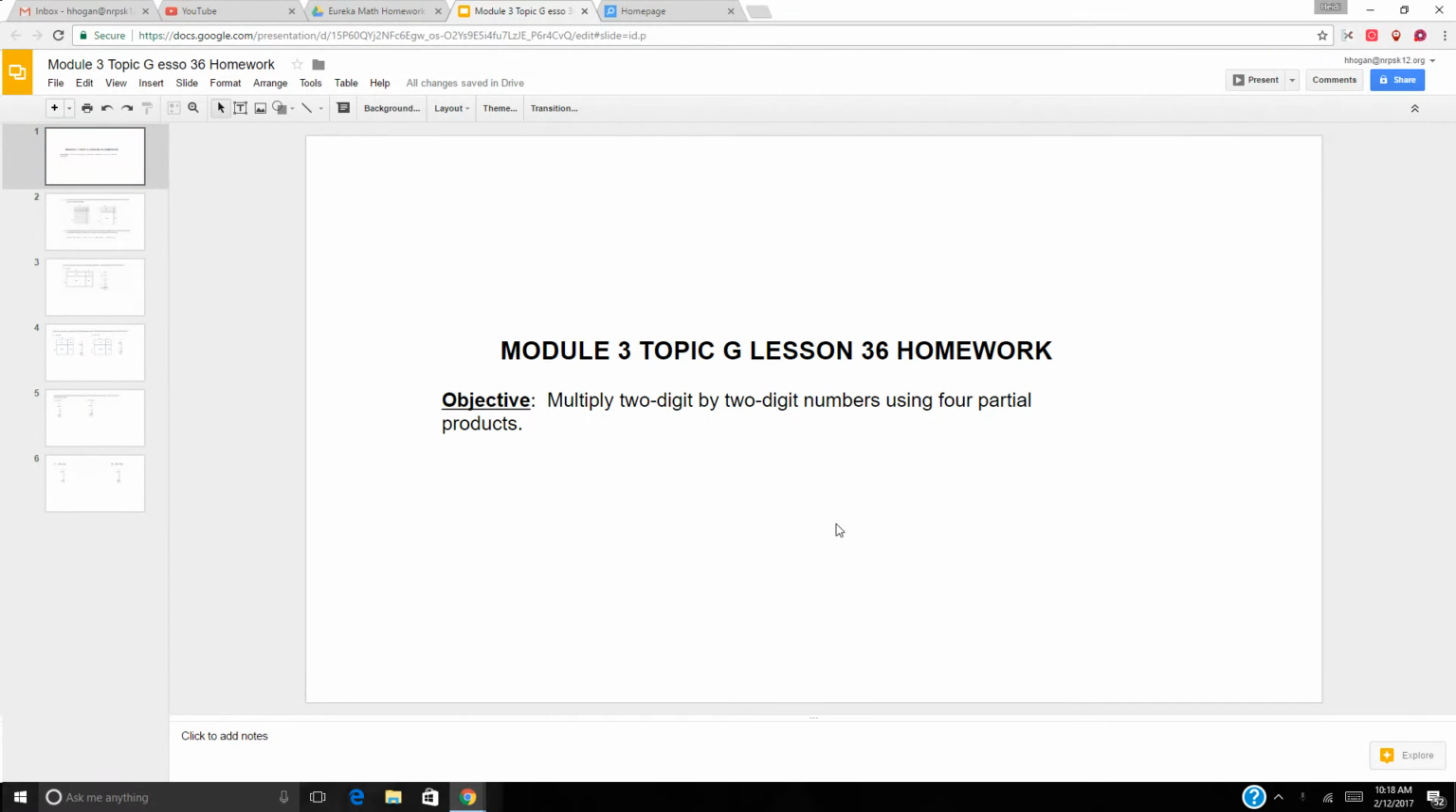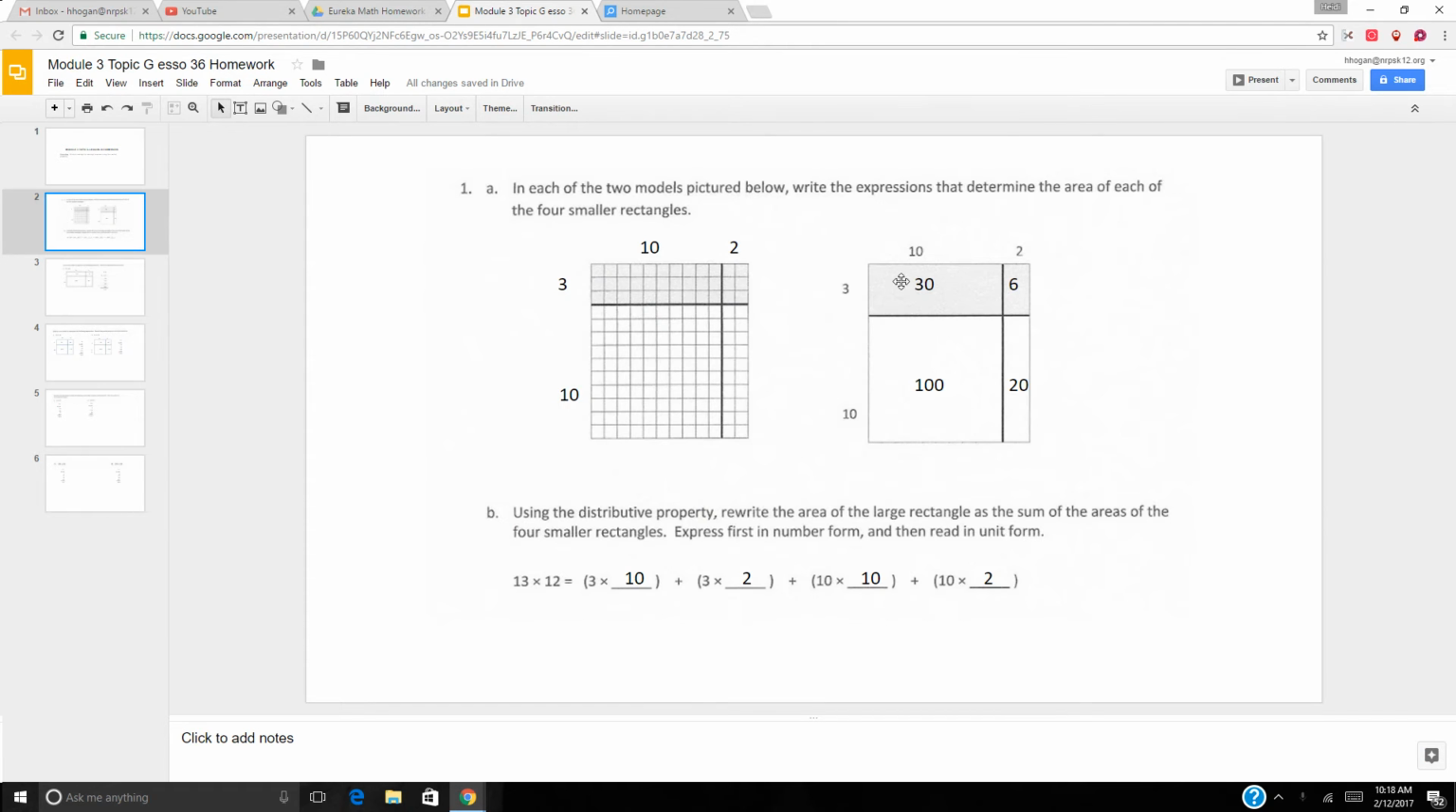Hi, boys and girls. We're switching from multiples of 10 to two-digit times two-digit numbers, and we're going to use 4 partial products. So let's begin. They're showing you the area model to get you started.